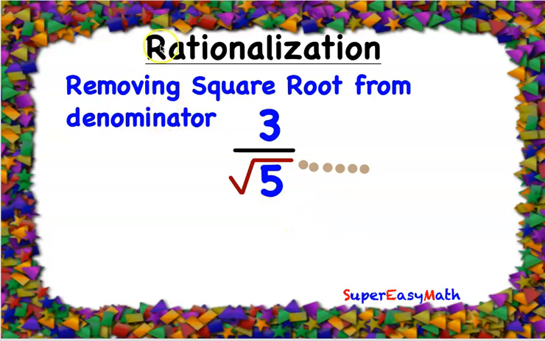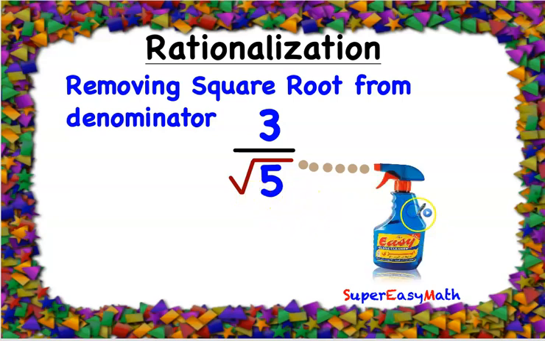In this video, we will talk about rationalization of fraction. So let's get started. What do you mean by rationalization? It's removing square root from the denominator. So here we have 3 over square root of 5. If we want to rationalize this fraction, all we have to do is remove this square root from the denominator. But how can we do that?